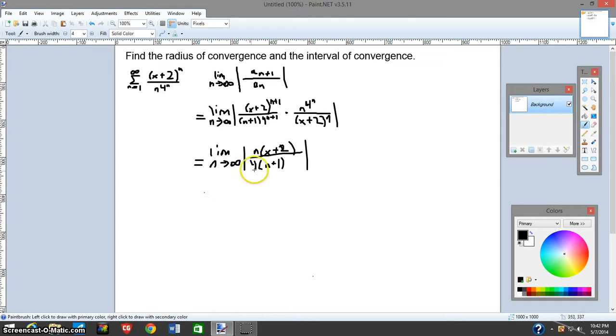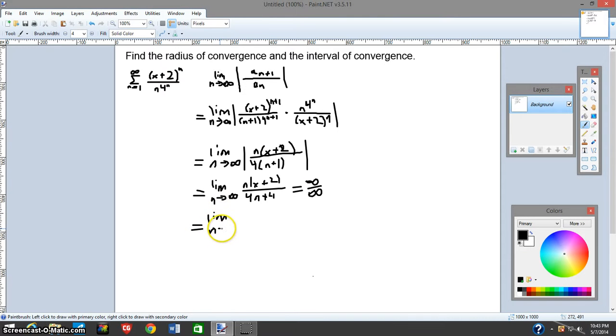Now we can simplify this even more, having it equal to the limit as n goes to infinity of n times the absolute value of x plus 2 over 4n plus 4. Now let's find the limit. As it looks right now, it would be infinity over infinity, enabling us to use L'Hopital's rule.